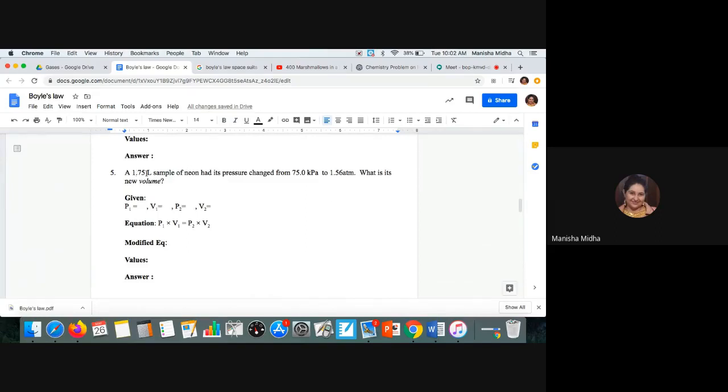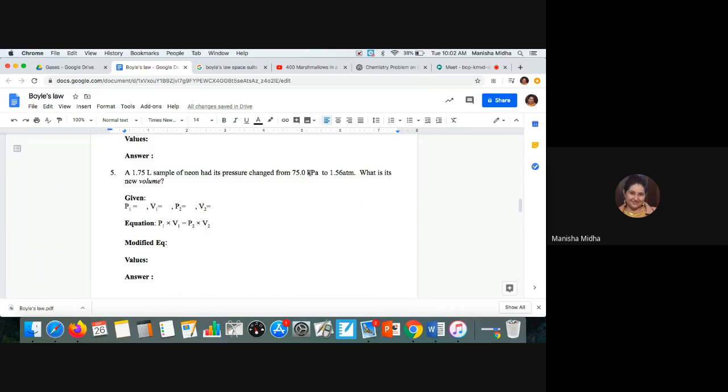They gave you liters, pressure in kPa. One pressure is in kPa, the other pressure is in atm. So you will not use different units. You will convert your kPa into atm. Everything should be the same.